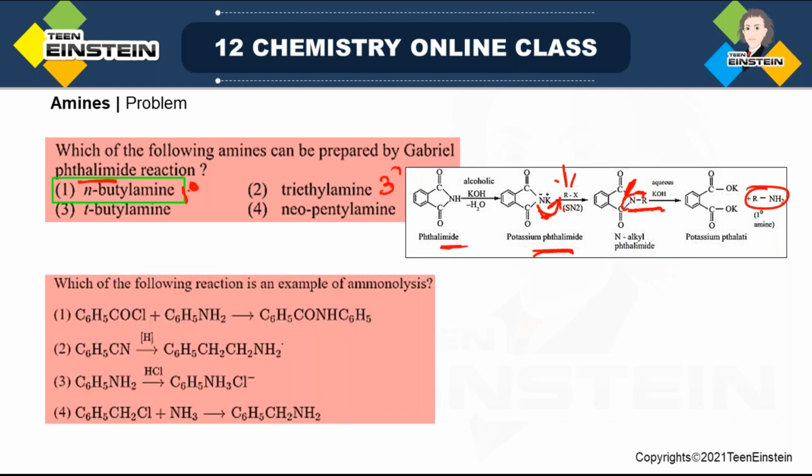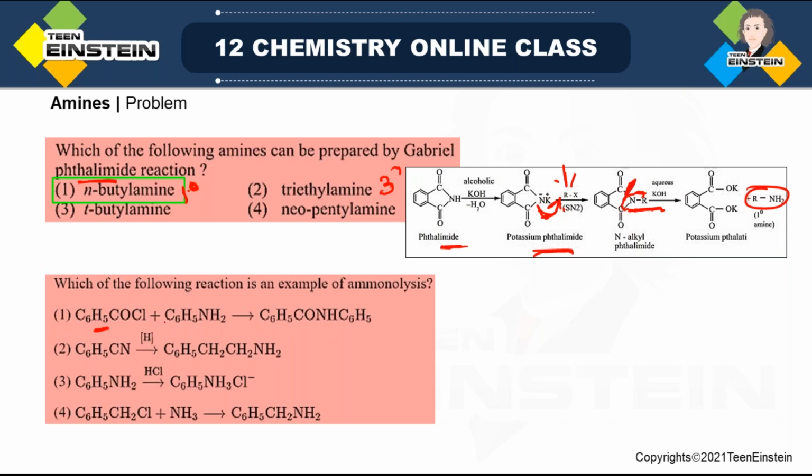Next question, which of the following reaction is an example of ammonolysis? Ammonolysis we have just discussed, and it is not necessary that in ammonolysis your starting material has to be hydroxyl. No, the specific reaction that we have discussed in the last slide is ammonolysis of alcohol specially, but it's not necessary. What is necessary when you are saying ammonolysis? Ammonia must be there. Now look at the options.